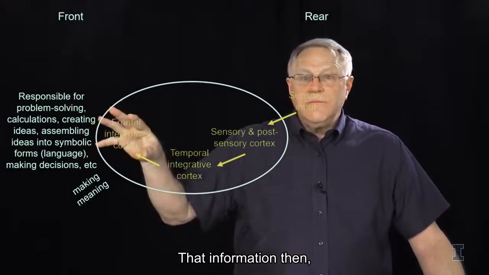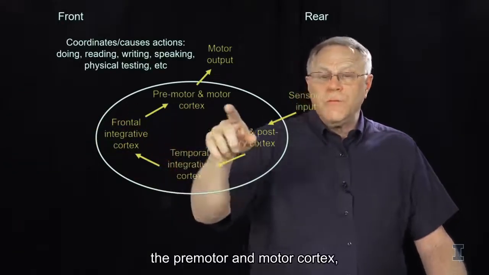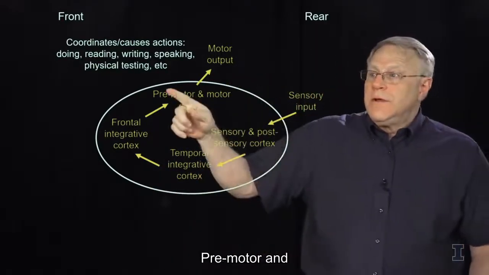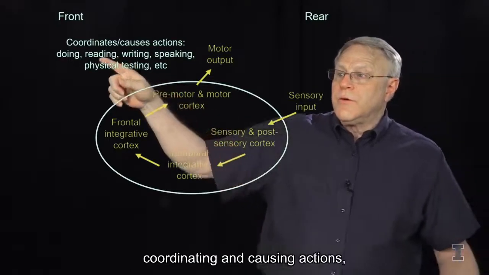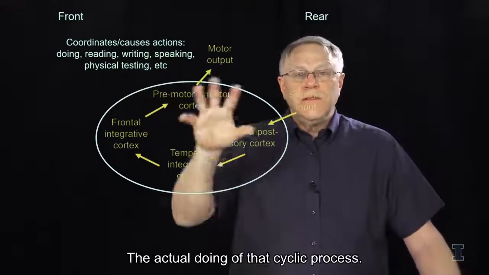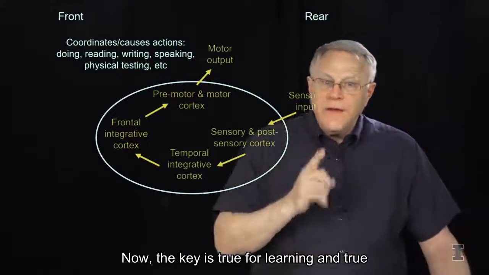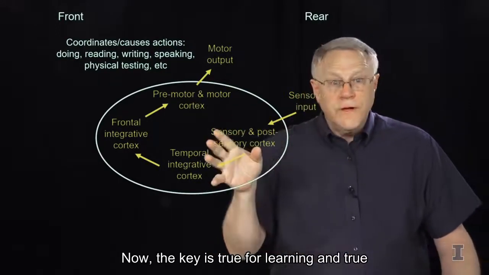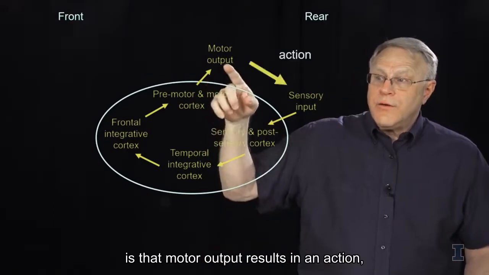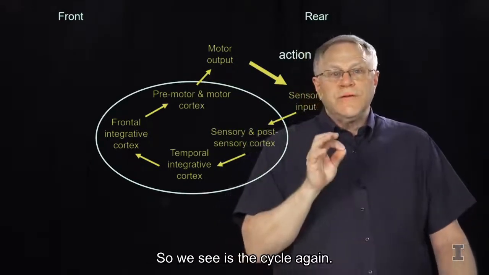That information then, and whatever's going to come, you've got to do something with that, is passed on to the premotor and motor cortex, which results in motor output. Premotor and motor cortex are responsible for coordinating and causing actions: doing, reading, writing, speaking, physical testing, etc. The actual doing of that cyclic process. Now, the key, true for learning and true for us helping our students learn, is that motor output results in an action, which results in another sensory input. So we see this cycle again.